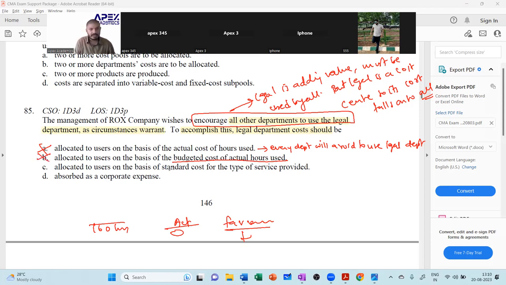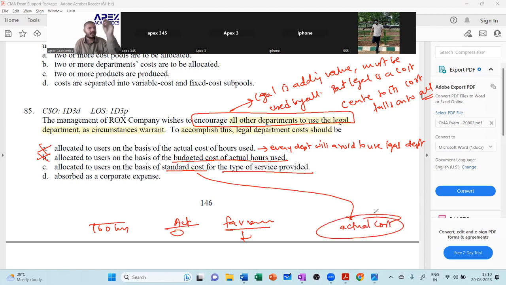Allocated to users on the basis of standard cost for the type of service provided. No, it cannot be allocated on standard cost. It has to go on actual cost. Why? Because the lawyers are working on a real-time basis. The legal executives are working on a real-time ground. So they have to be paid on a real-time basis.